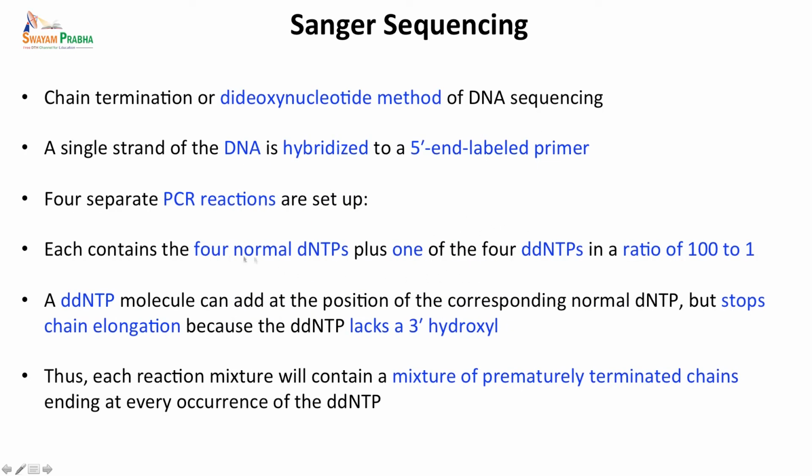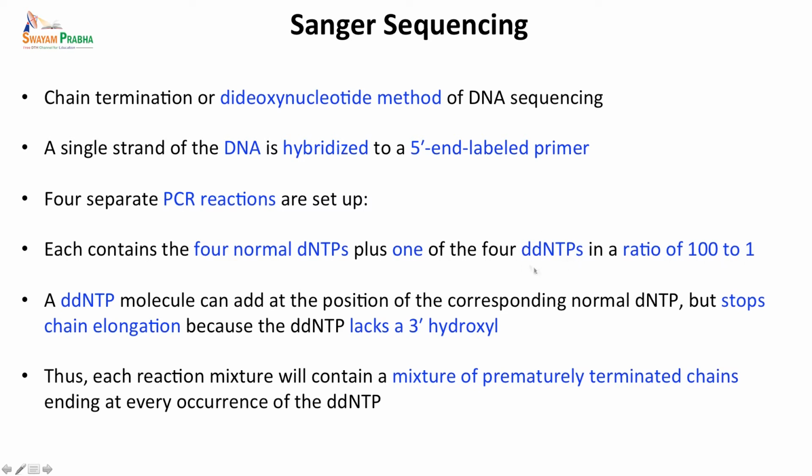So these ddNTPs were used in this Sanger sequencing. Along with the 4 normal dNTPs, in each reaction, one of the 4 ddNTPs was added, and you add very little of this ddNTP. So the ratio between the normal and the ddNTP is 100 to 1.